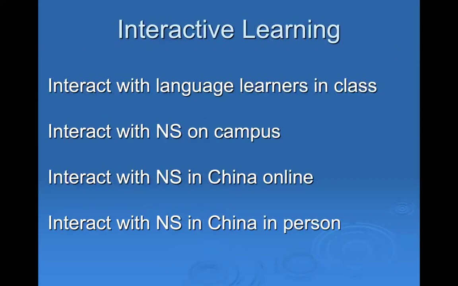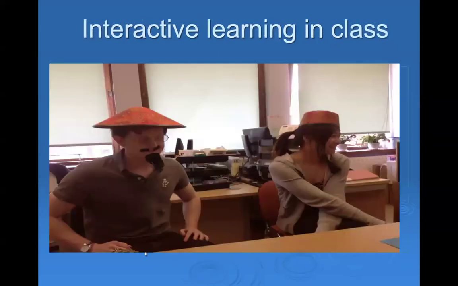So this interaction takes place between language learners in class, between our language learners and Chinese students on campus, between our students and Chinese students in China who are learning English online, and between my students and Chinese people in China in person. In class, students immediately apply what we have learned to practice. We create all kinds of scenarios for them to practice the language.